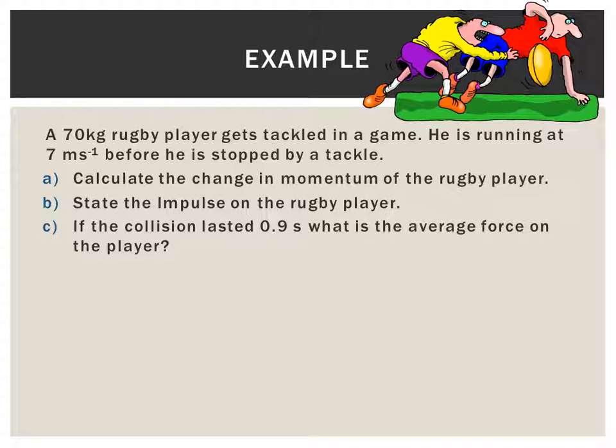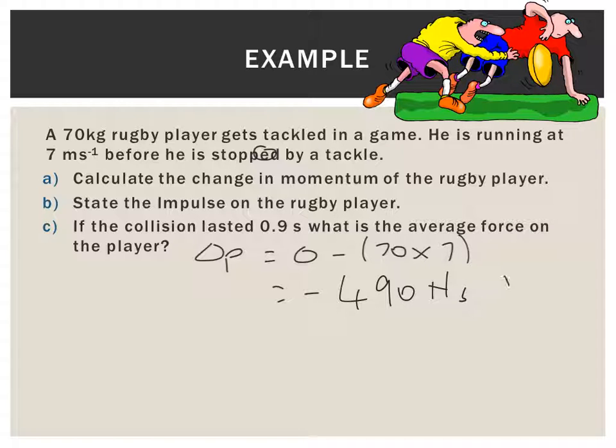So here's a question looking at a rugby player who gets tackled to the ground. He is 70 kg going at 7 meters per second and he's stopped by the tackle. Remember, the final velocity is 0. The change of momentum is final minus initial, so 0 minus his initial, which is 70, his mass, times his velocity. In this case we get negative 490 Ns. You don't have to use newton seconds, you could use kg m s to the negative 1 as well.